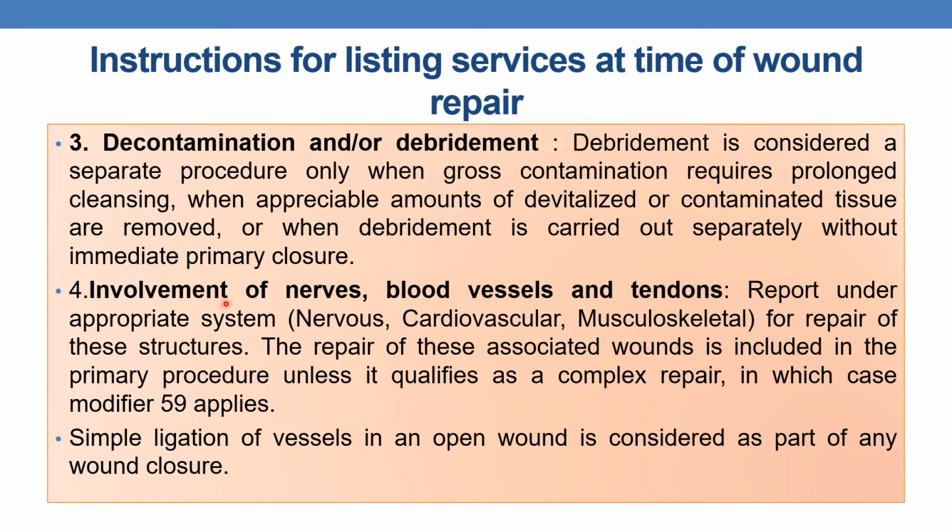Usually, when nerves, blood vessels and tendons are involved, these have separate codes in their appropriate systems, that is, the nervous system, cardiovascular system or musculoskeletal system. Usually we need to report those codes whenever repair is done. But in certain cases, along with these codes from those appropriate systems, whenever a complex repair qualifies to be reported separately, then you can use the complex repair code along with modifier 59.